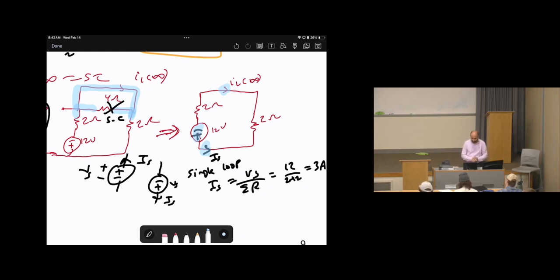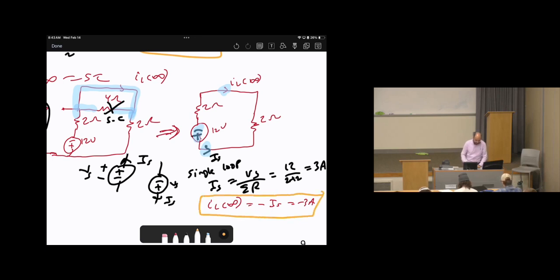So what's the relationship between IL and IS? Negative, because they are in the opposite direction. Therefore, this is the trick in this question, which is that it will be negative IS, which will be negative 3 amperes. Then box this. Or you can just box this. Now, I'm almost done.